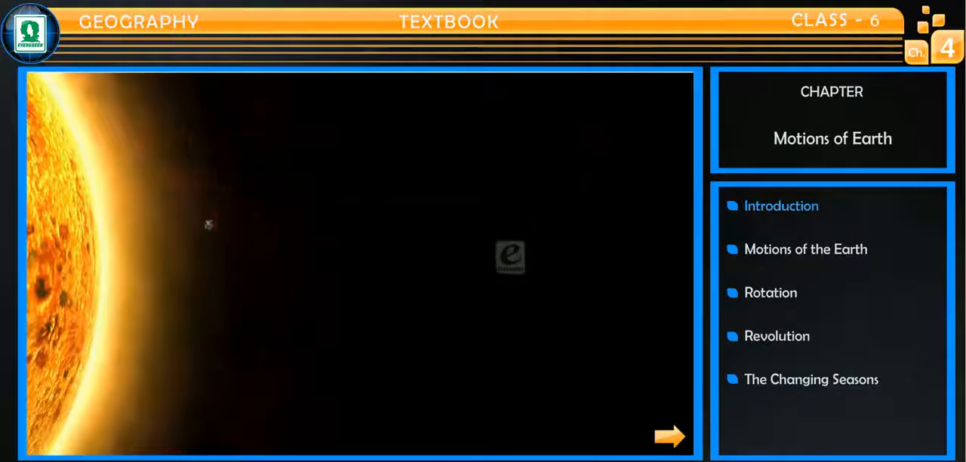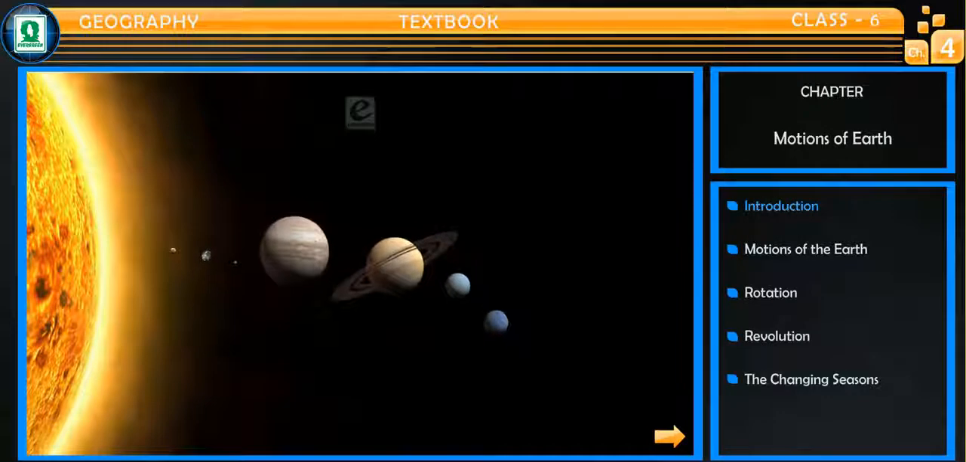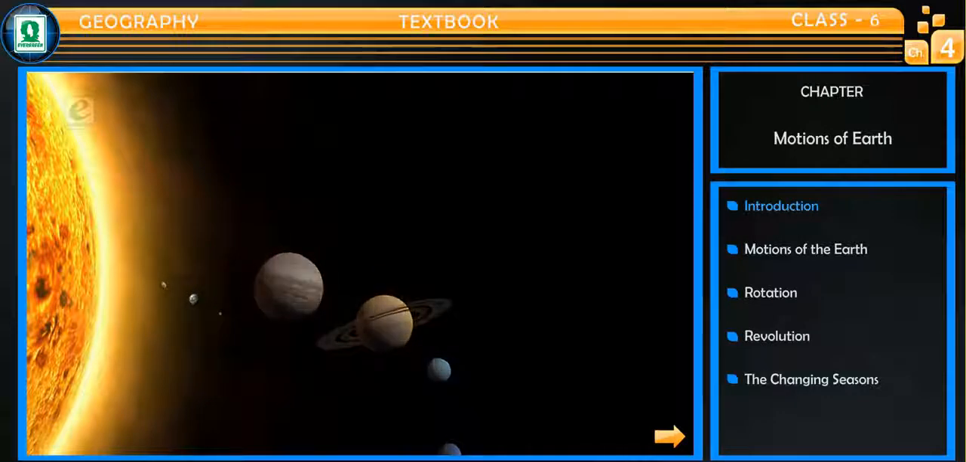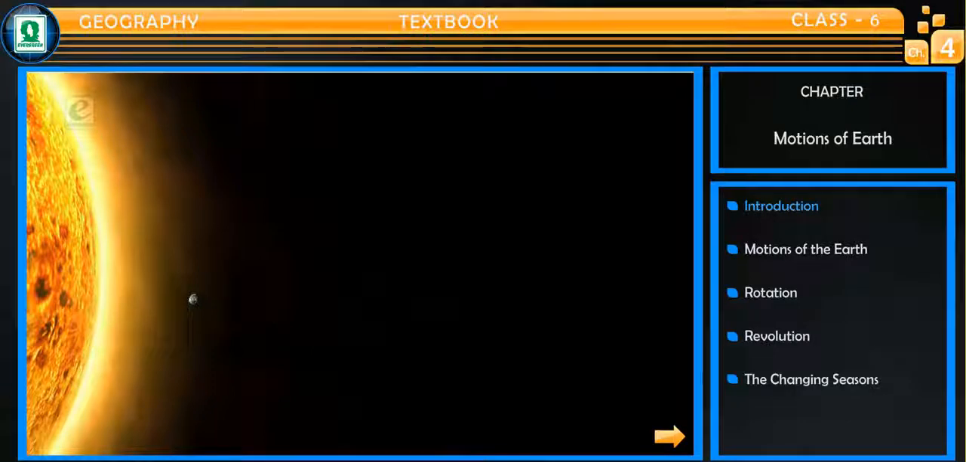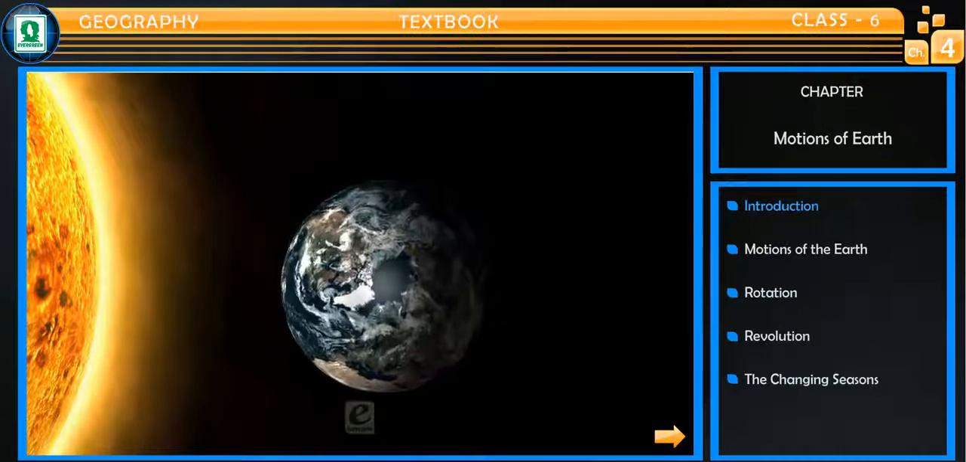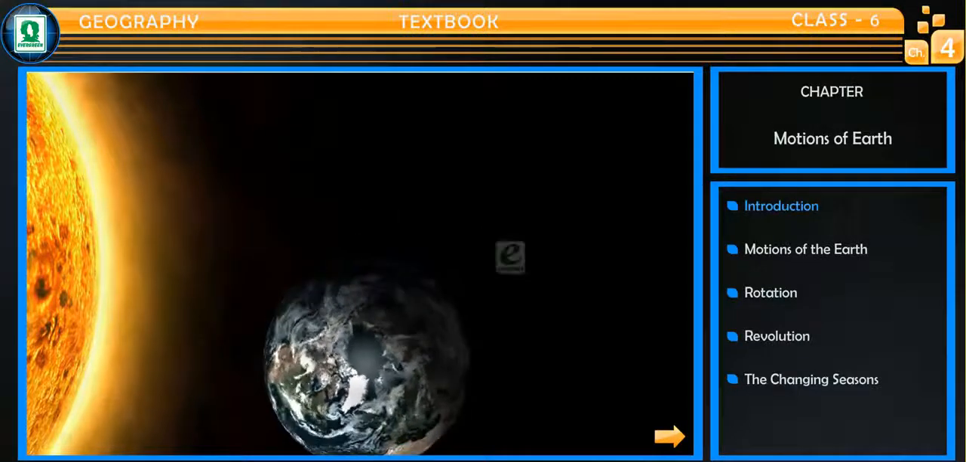Our solar system contains 8 planets and Earth is one of the 8 planets of this system. Sun is our star and all the planets, including our Earth, revolve around the Sun. All the planets also rotate at their axes. Thus, we can say Earth has 2 types of motions. It revolves around the Sun and rotates on its own axis.